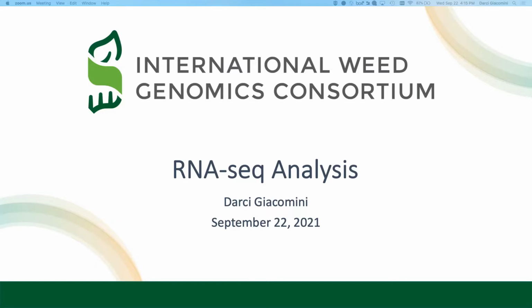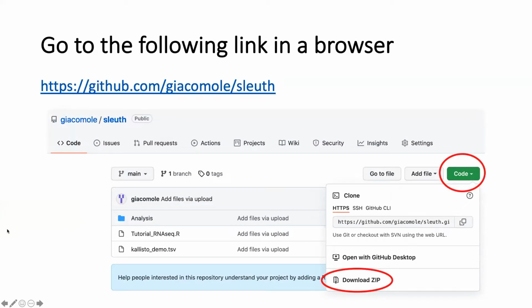Okay, so as I was saying, if you could go to this link in your browser, it'll take you to a GitHub page where there's some data available for you to download. Once you open up that page, you'll see a green button called Code. If you click that green button and then click the Download Zip button underneath that, it should download all of these files to your Downloads folder.